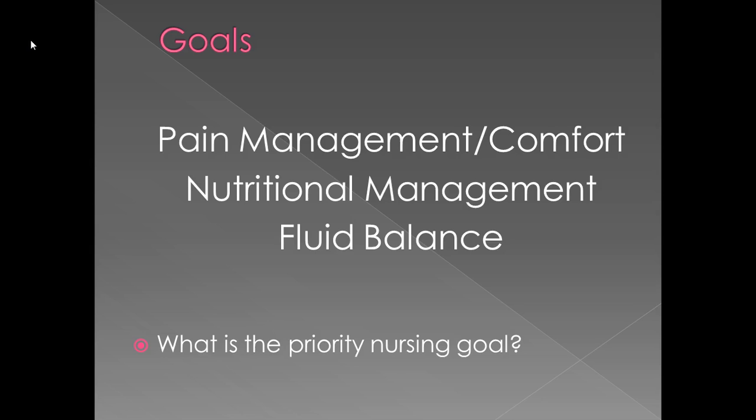So the primary goals: pain management and comfort, nutritional management, and fluid balance. Think about what's the priority nursing goal. These patients are vomiting large amounts of emesis and they're not taking in fluid. They will become hypotensive and tachycardic, but yet they're still in pain. So can you give pain medication? Can you give a narcotic pain medication to patients that have hypotension and tachycardia? That's something that I want you to think about as we go through this process.